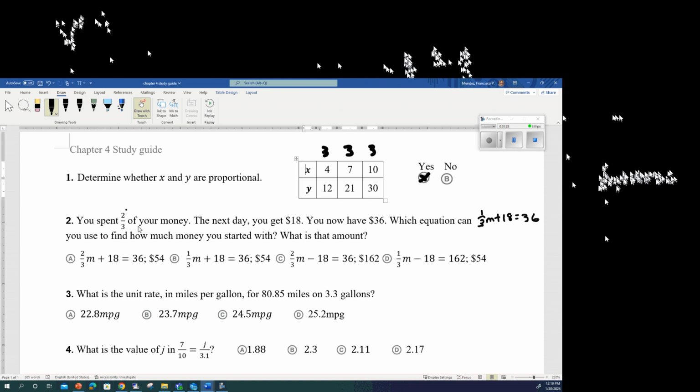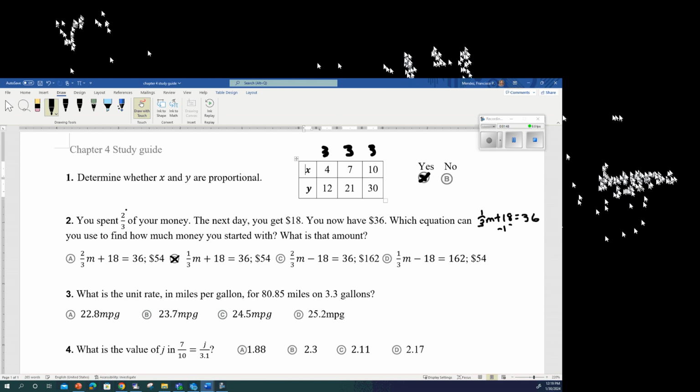As you can see, two of these have plus 18, the other has minus 18. So that eliminates C and D. Next, I need to solve these to see which answer is correct. One says 2/3, one says 1/3. Well, the minute I see 1/3, I know this should be the correct answer. So B is my right answer. Let's solve it to make sure it's right.